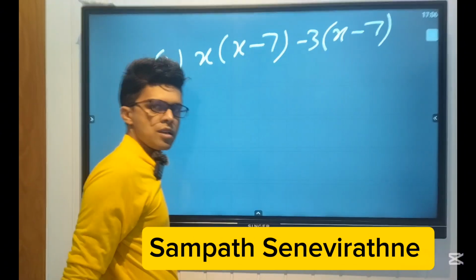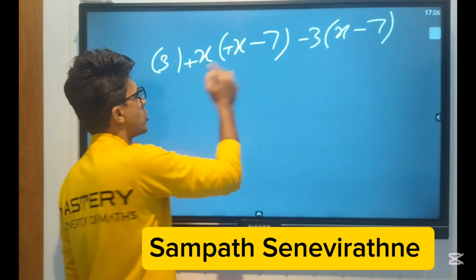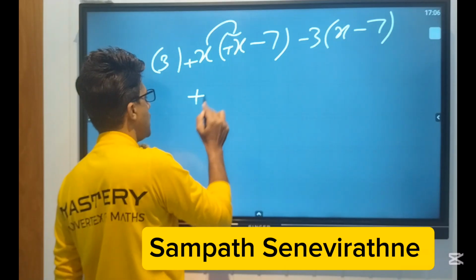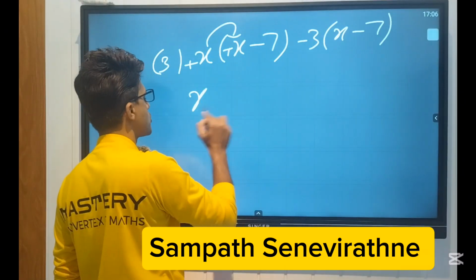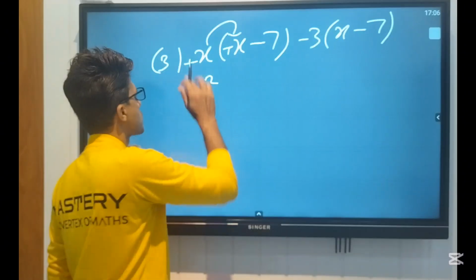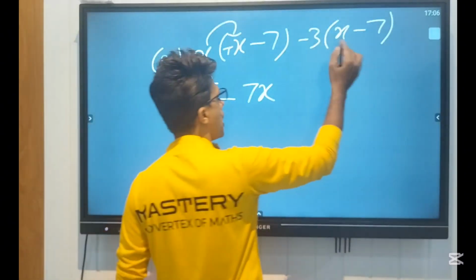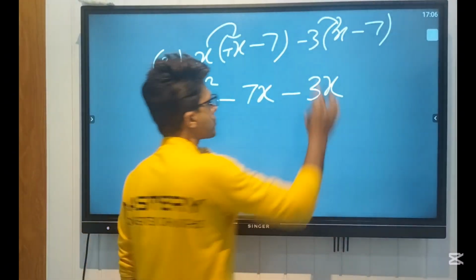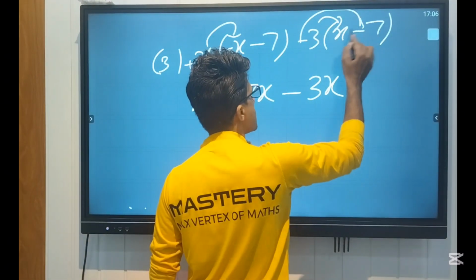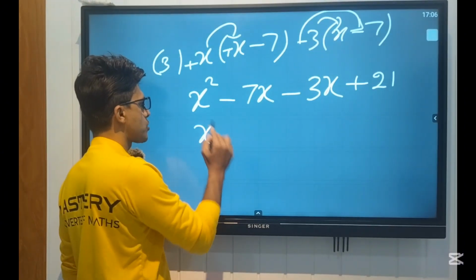This one. So here plus, here plus, here plus. Plus into plus is plus x squared, x into x is x squared, and also plus into minus is minus, and x times 7 is 7x. Minus into plus is minus, 3 times x is 3x. Minus times minus is plus, 3 times 7 is 21. And also x squared.